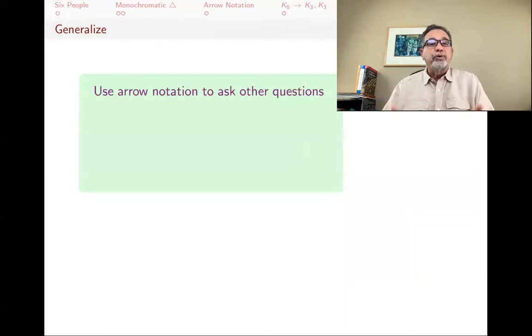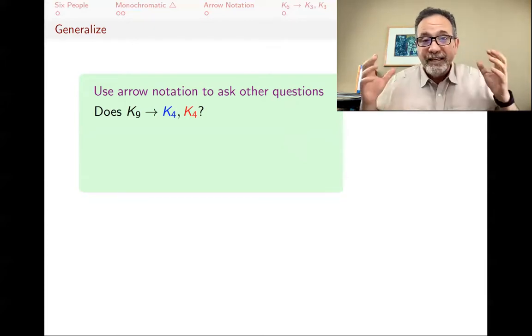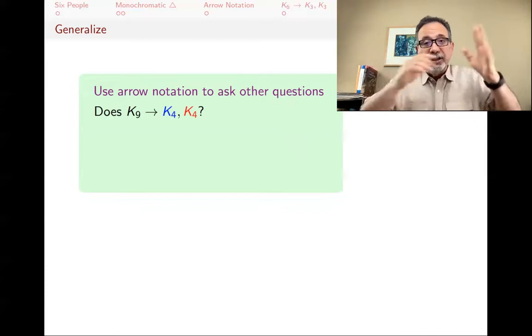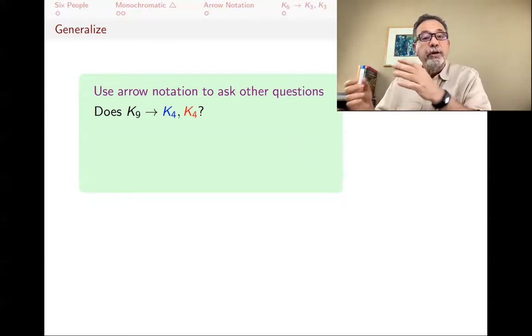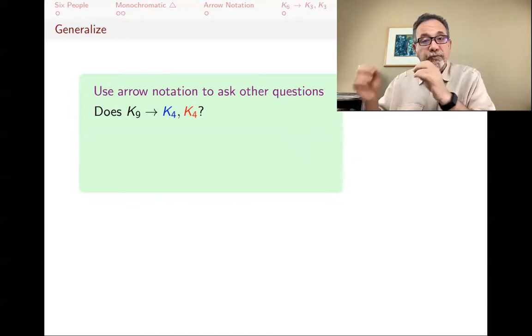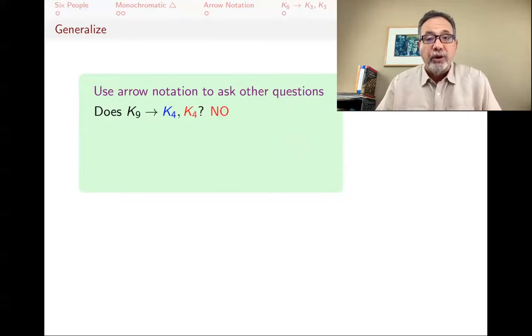Well, we can use the arrow notation to ask other questions. So for example, you can ask, does K9 arrow to K4, K4? What does that mean? If I take a K9, 9 vertices, and draw all the edges between them, then color all the edges using blue and red, am I guaranteed a blue K4 or a red K4? A blue K4 means 4 vertices such that every edge between them is blue, and a red K4 means 4 vertices such that every edge between them is red. Am I guaranteed that? And the answer to that is no.